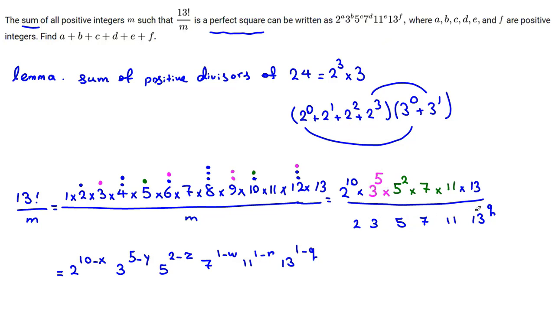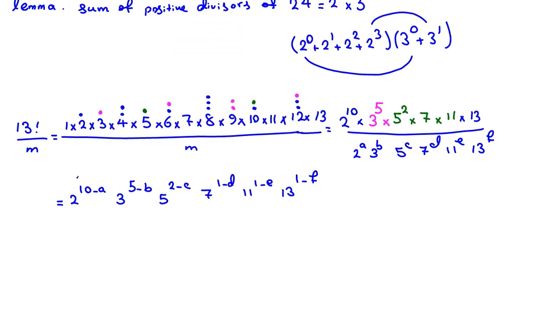We can write it because the problem says a, b, c, d, e, f. So we can write it like this: A, B, C, D, E, F. So it will be 10 minus A, 5 minus B, 2 minus C, 1 minus D, 1 minus E, 1 minus F. So the powers here should be even. All powers are even because it is a perfect square. Even and at least 0.